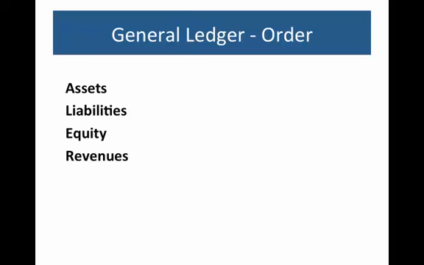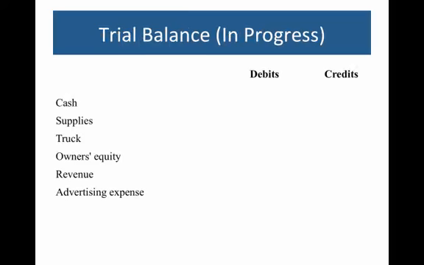We then follow that with our revenues and your expenses, which comes off your statement of comprehensive income. So what you have embedded within your trial balance is your statement of financial position and your statement of comprehensive income. Here's what a basic trial balance looks like. What you see are the accounts on the left-hand side, then a column for debits and a column for credits. And over the next couple of slides, we're going to fill this in.